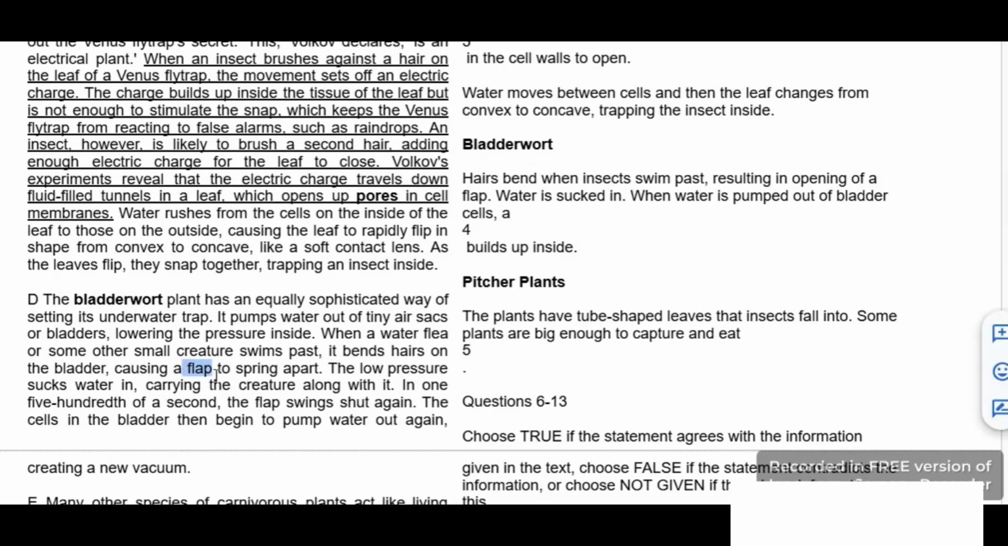Causing a flap to open, water is sucked in. When water is pumped out of the cells, it's creating a new vacuum. So this would also be vacuum.